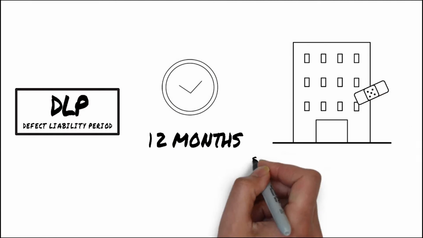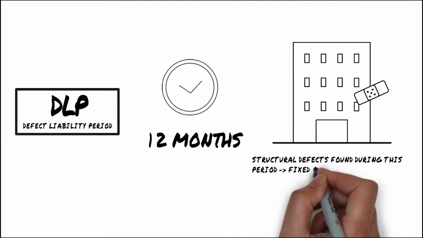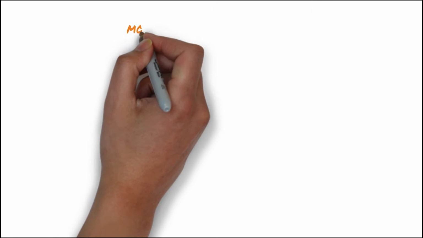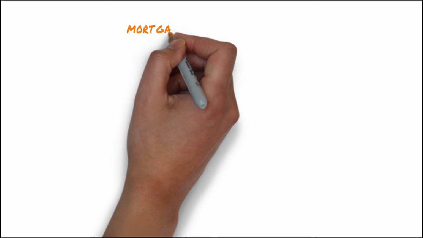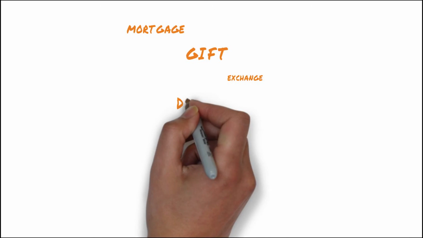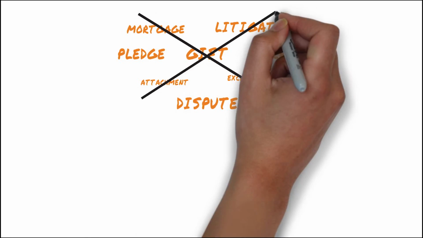So, if there are any structural defects discovered in the premises during this liability period, the developer is obliged to rectify them free of charge. Finally, you should also check for the clause which states that the property is free from encumbrances like mortgage, gift, exchange, dispute, litigation, attachment, pledge, and decree of any court of law.